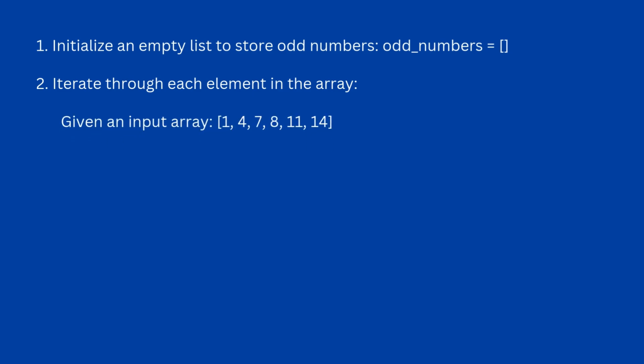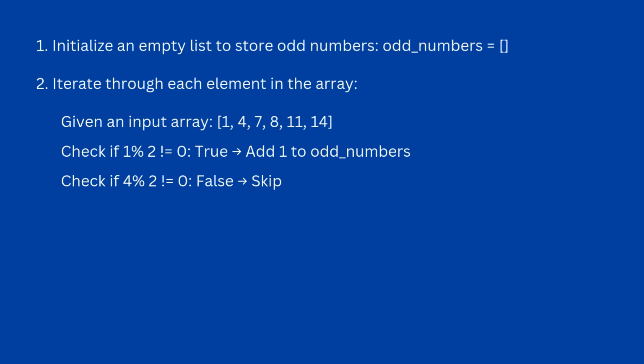So given the input array 1, 4, 7, 8, 11, and 14, these elements will be checked to see if they meet the condition. The first element is 1. It checks if 1 modulo 2 is not equal to 0, which is true. Then it will be added to odd numbers. And the second element is 4. Check if 4 modulo 2 is not equal to 0, which is false, so we will skip this.